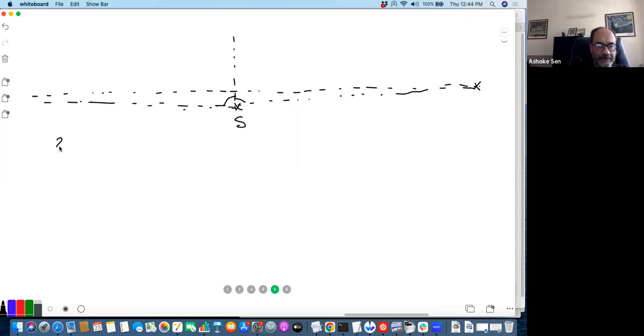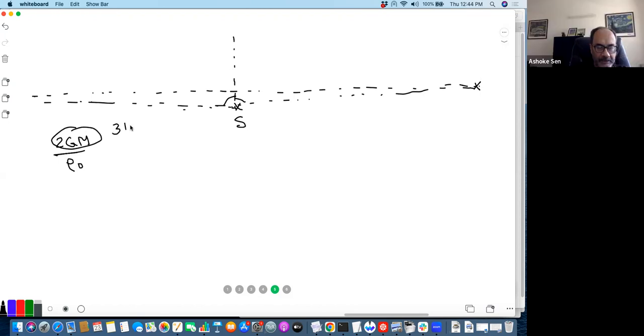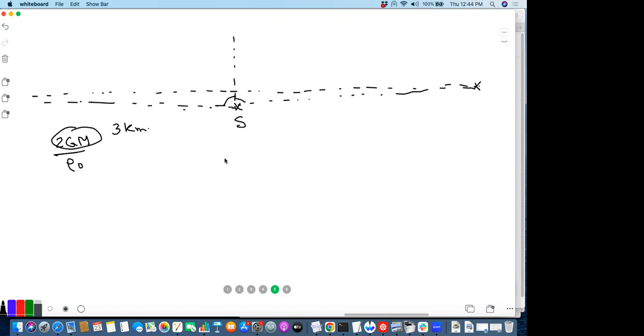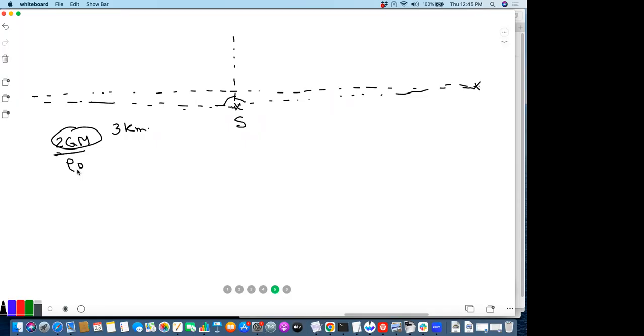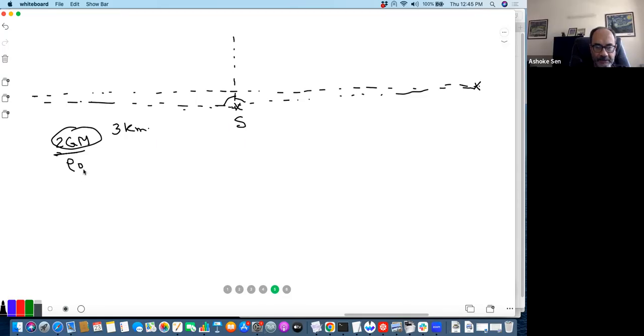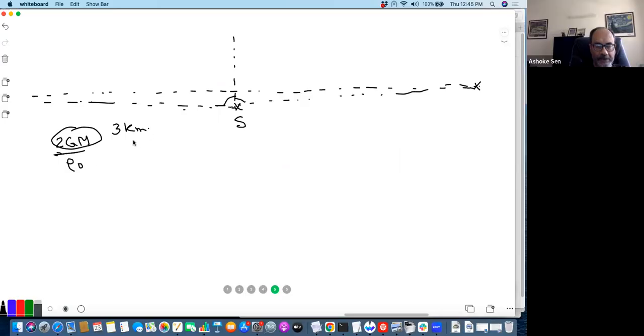small. You see that it depends on 2GM over rho zero. 2GM is 3 kilometers for a solar mass. So for this effect to be appreciable, rho zero cannot be too big anyway. Maybe a few thousand kilometers, which will give you 1/1000. Make it a little more maybe, but that's much smaller than the Earth-Sun distance.